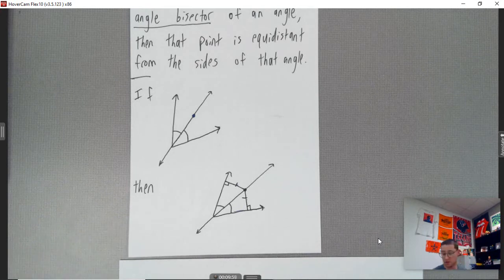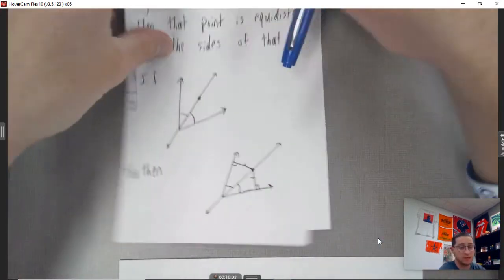Similarly, we're going to have the converse, and the converse is back here.